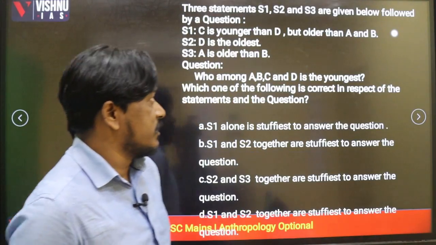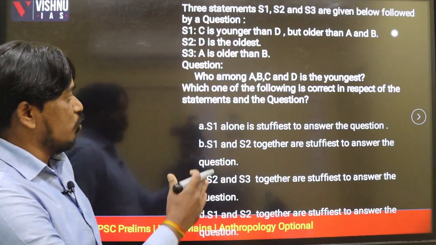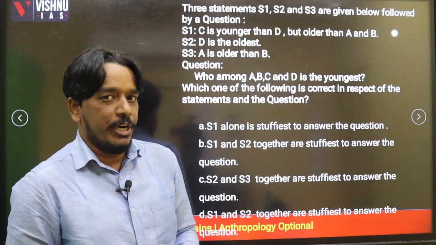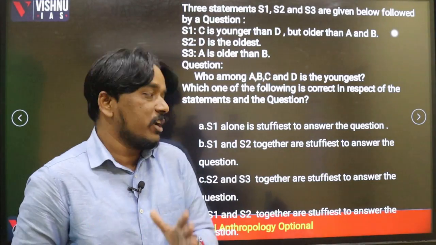We'll take the first question here. Now if you observe, three statements are given, and it's related to data sufficiency. We solved some questions related to data sufficiency the last day also. In 2020, from data sufficiency we got nearly 4 to 5 questions.